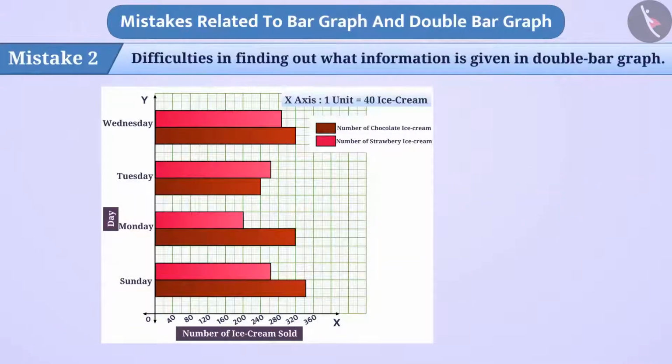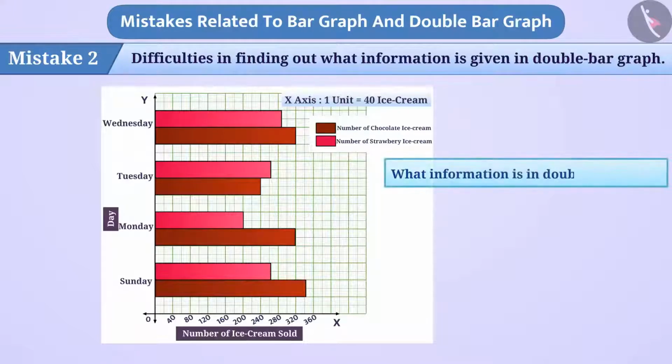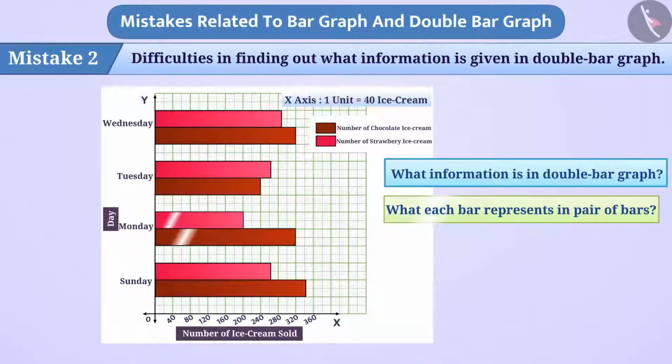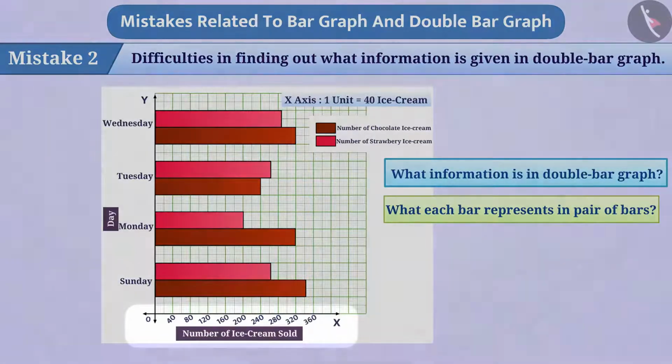Mistake 2. Some children have difficulties in finding out what information is given in the double bar graph. For example, if they are asked what information is shown in double bar graph, then they are not able to answer it. To find out what information is shown in a double bar graph, it is necessary to look at what is represented on the x-axis and the y-axis, as well as understanding what each bar represents in a pair of bars.